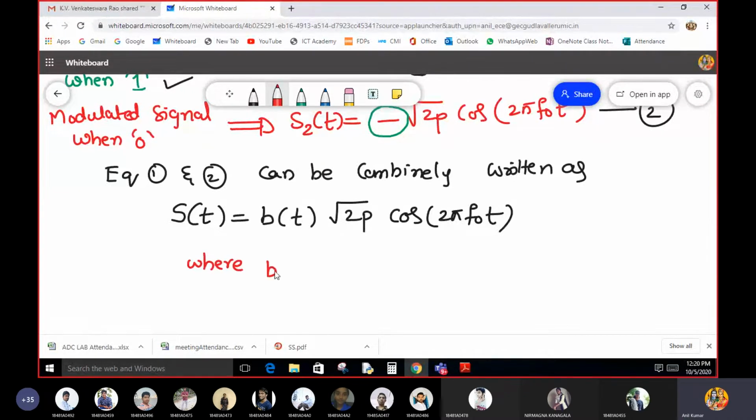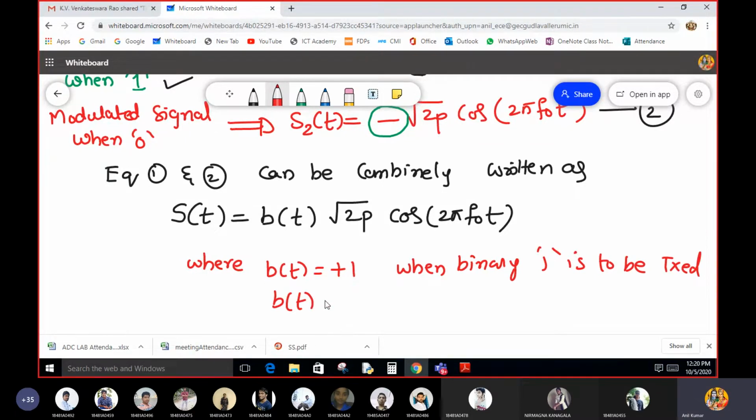b of t is equal to +1 when binary 1 is to be transmitted. Okay, and b of t is equal to -1 when binary 0 is to be transmitted.